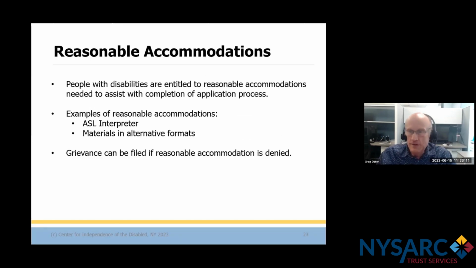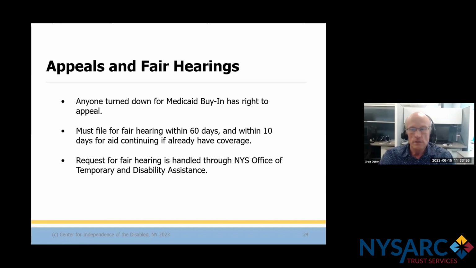People with disabilities are entitled to reasonable accommodations in the application process. That could include materials in alternative formats, a sign language interpreter, anything you might consider to be a reasonable accommodation. And HRA in New York City has an accommodations office actually for that sort of thing. As with any Medicaid, if there's a denial, there's a fair hearing right within 60 days.